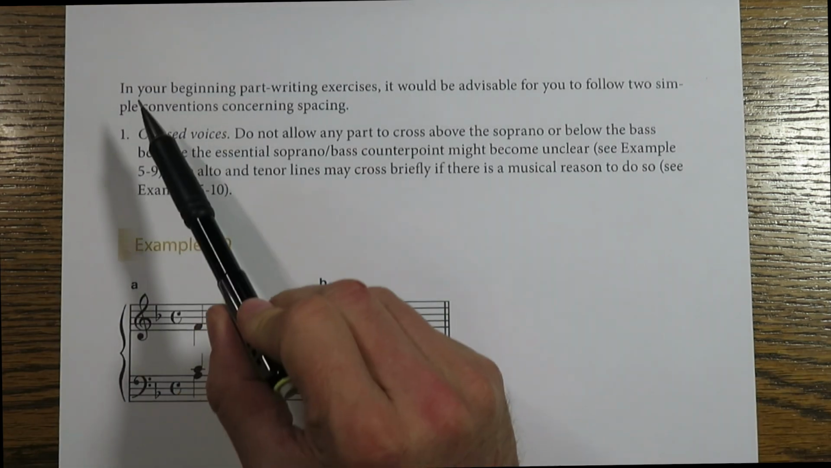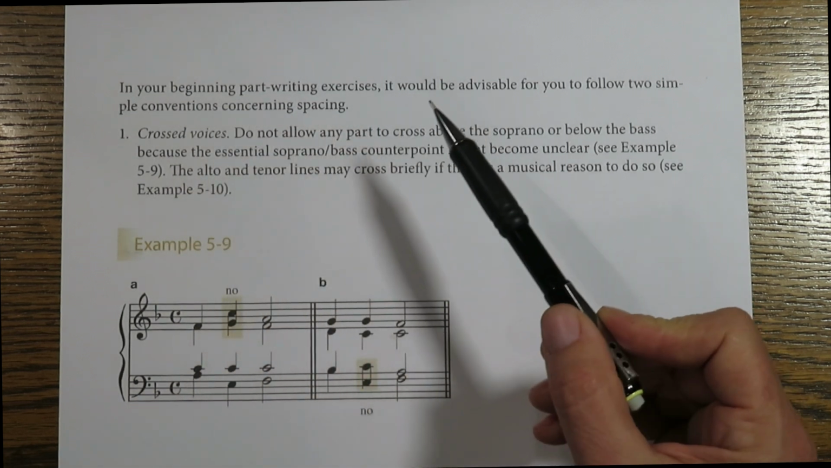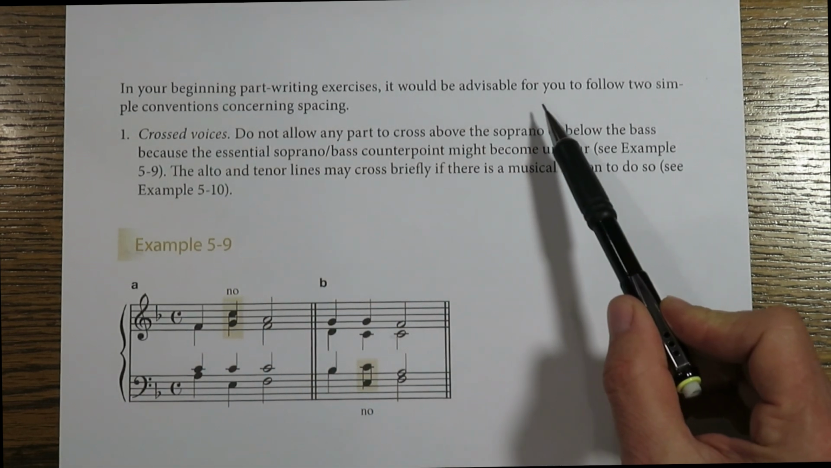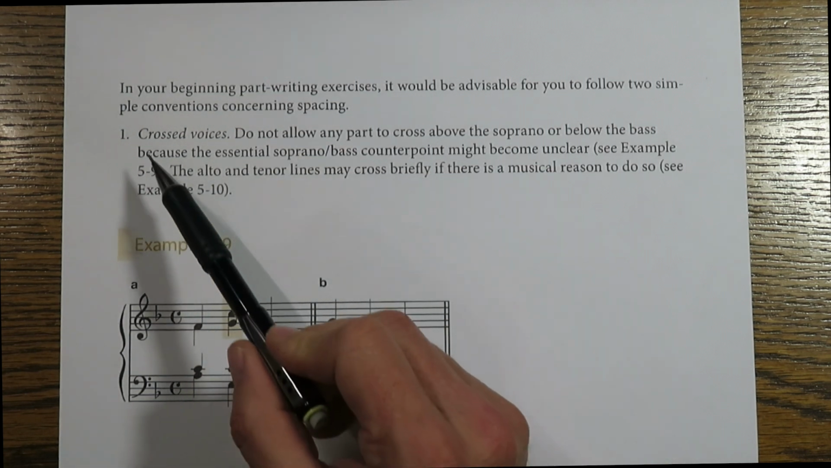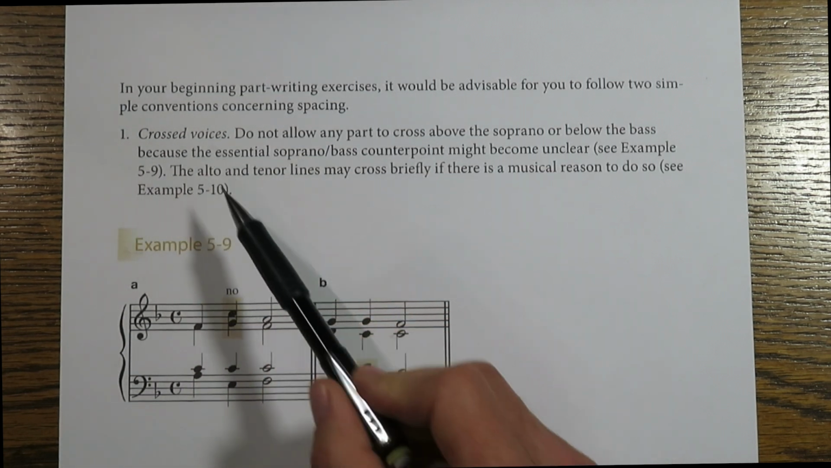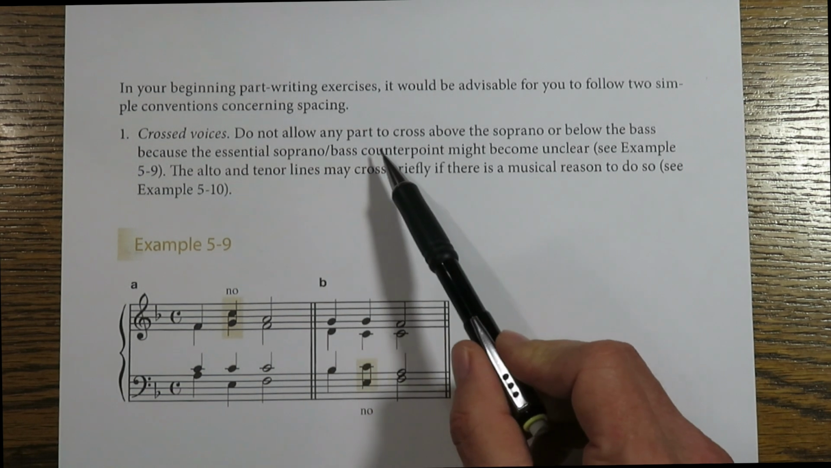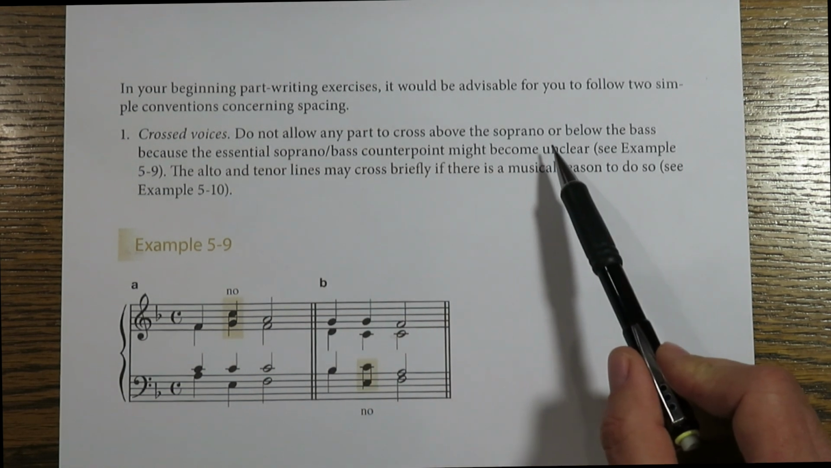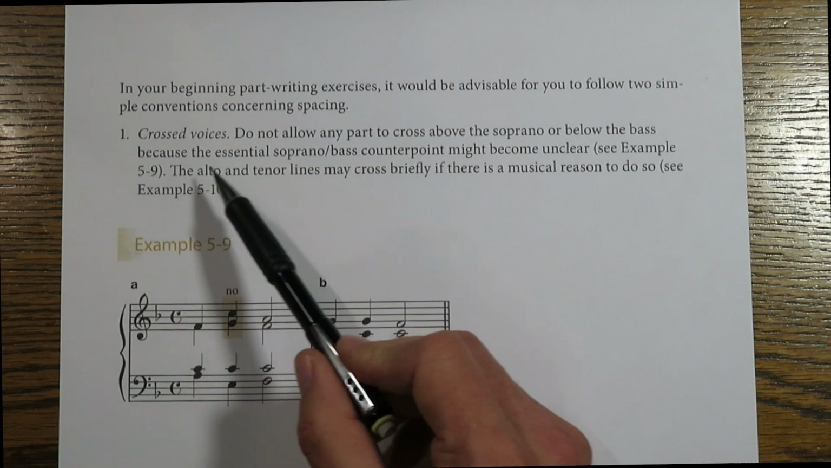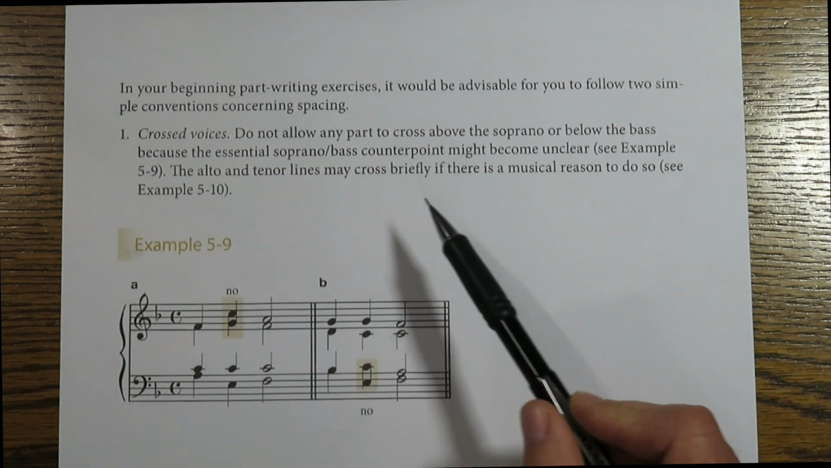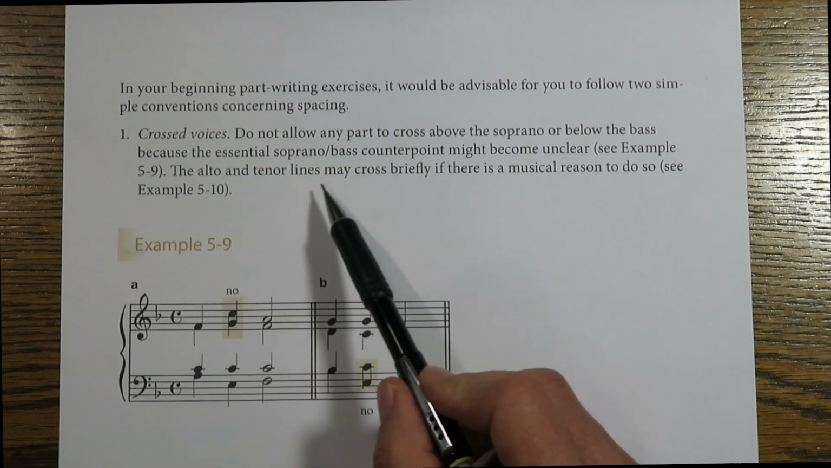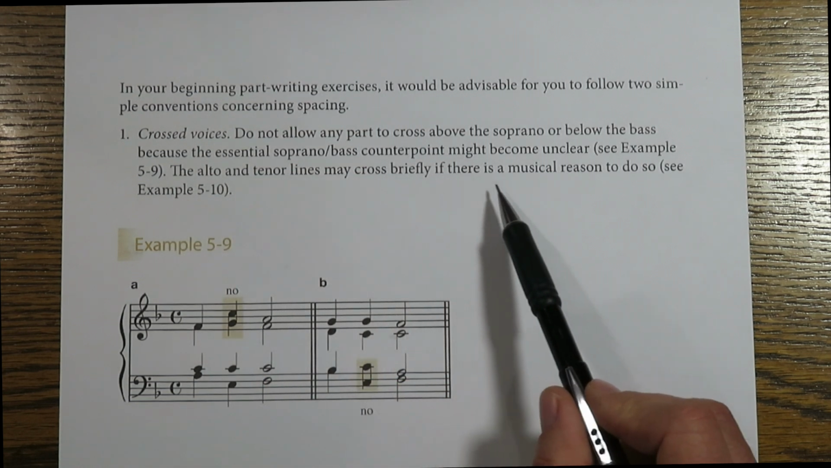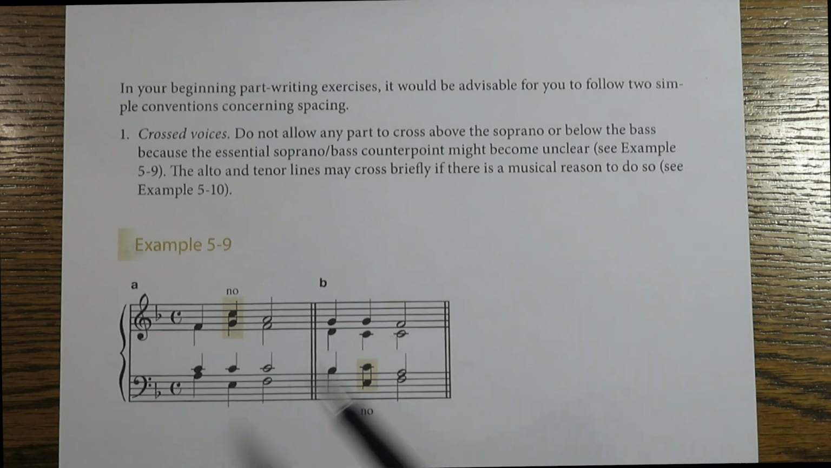Okay, so in your beginning part writing exercises, it would be advisable for you to follow 2 simple conventions concerning spacing. 1. Crossed voices. Do not allow any part to cross above the soprano or below the bass, because the essential soprano-bass counterpoint might become unclear. The alto and tenor lines may cross briefly if there is a musical reason to do so.